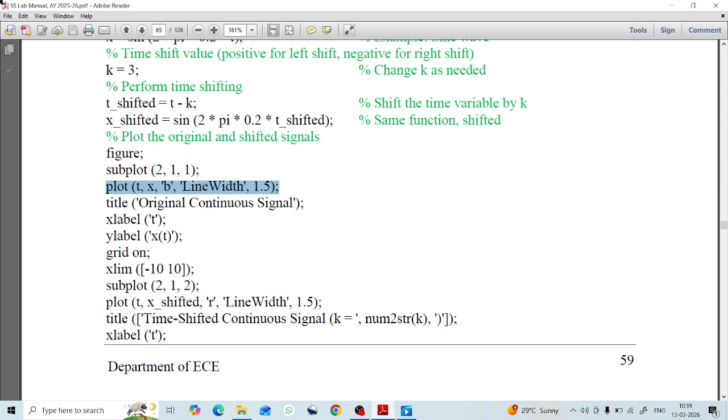Next, the second one also we need to draw. That is plot, minus 10 to 10. This is also, that is plot t comma x shifted signal we need to plot here, and the title should be time shifted continuous signal, and x label is time.